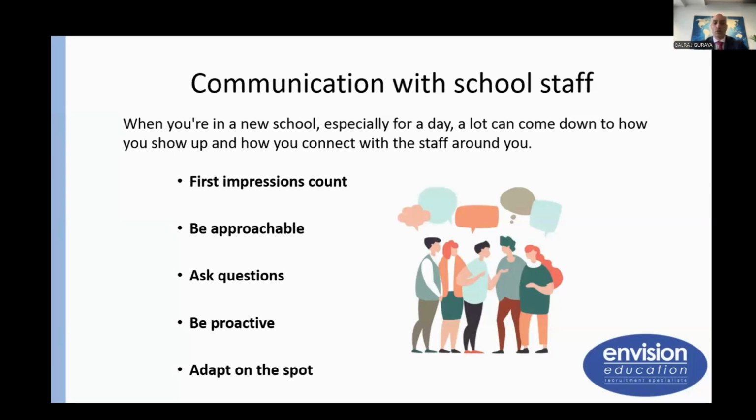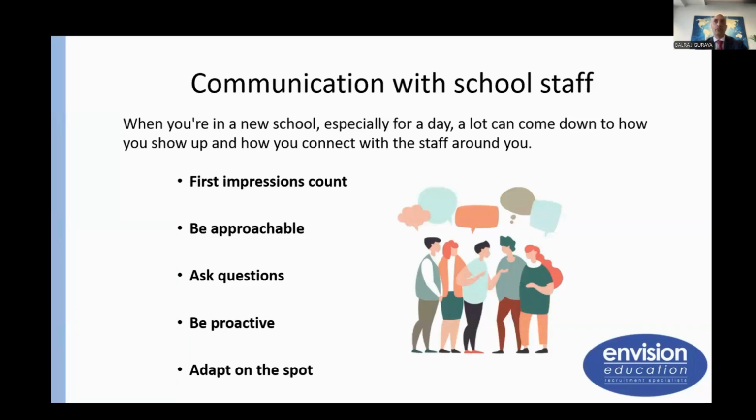Being proactive as well, so just showing that you're willing to go above and beyond. You want to observe, but also you're there to do a job and really support the child to the best of your ability.